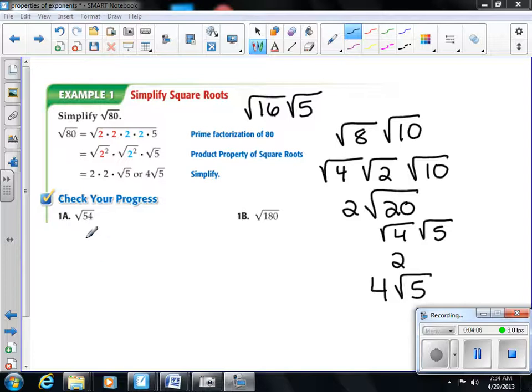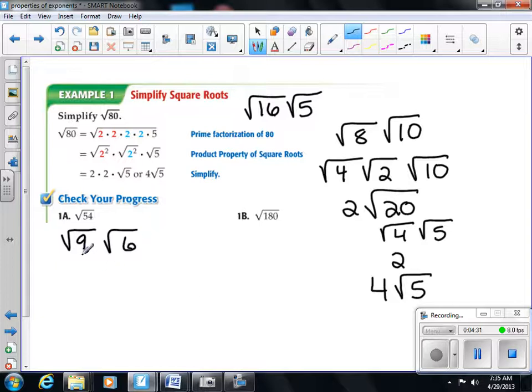All right, let's try a couple. Simplify the square root of 54. Then we're trying to think of the largest perfect square that will go into 54. What are you thinking? Okay, the square root of 9 times the square root of 6. Does that work?